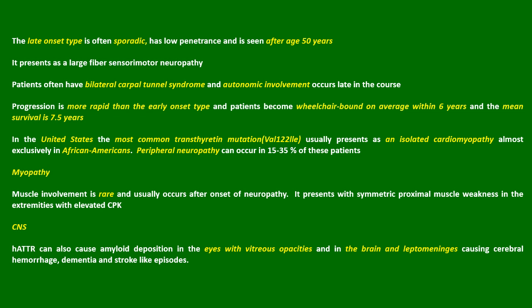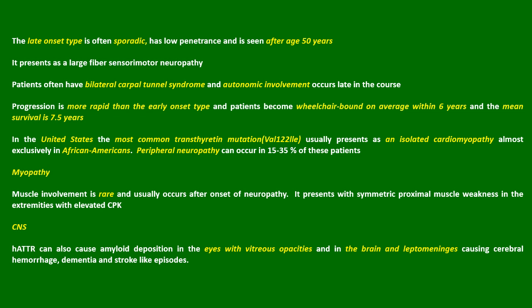In the United States, the most common transthyretin mutation usually presents as an isolated cardiomyopathy, almost exclusively in African Americans. Peripheral neuropathy can occur in 15 to 35% of these patients. Myopathy, muscle involvement is rare and usually occurs after onset of neuropathy. It presents with symmetric proximal muscle weakness in the extremities with elevated CPK.